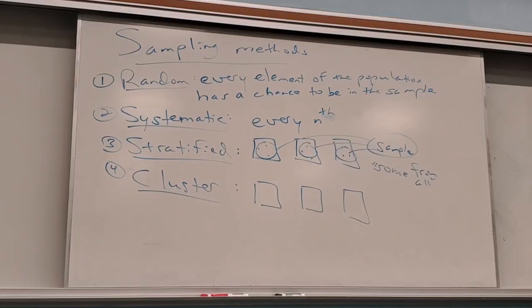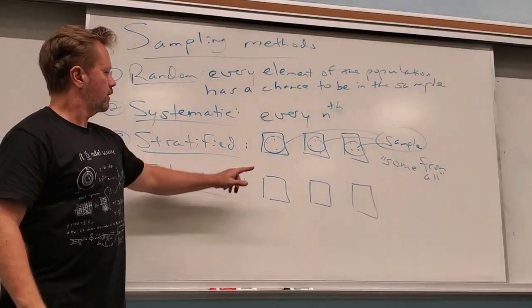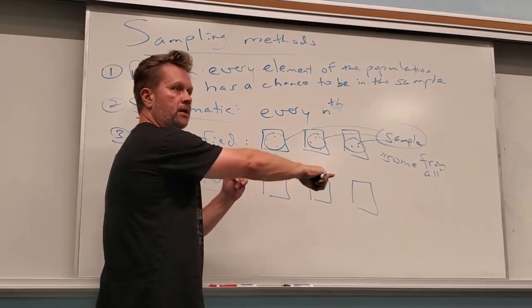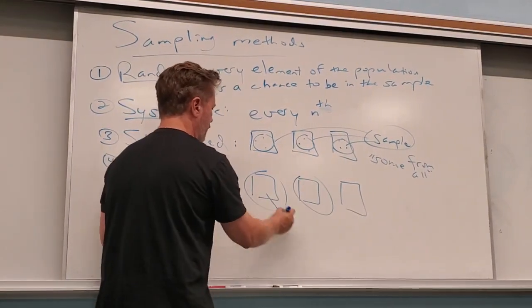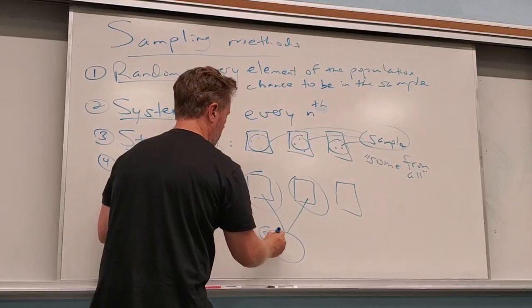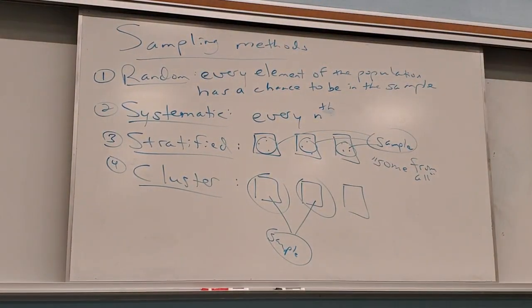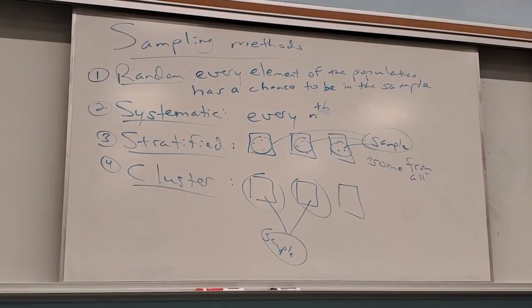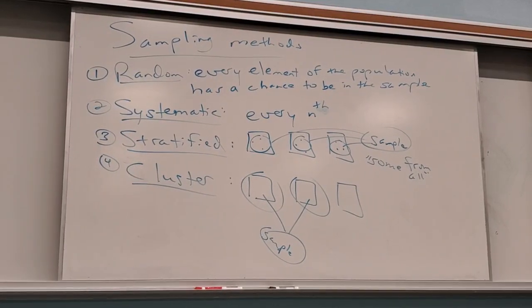Wait a minute. Shoot, I forgot what I was going to say. Cluster would say randomly pick 2 or pick some number of groups and then take everybody from those groups to be in your sample. So for us, if I randomly picked 1 person from each row, that is stratified because I took some from every group. Are you with me? Would that be random?